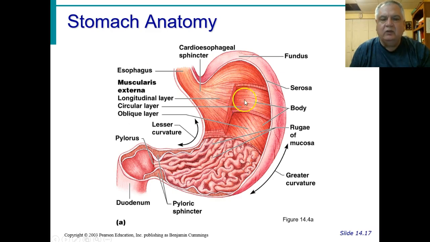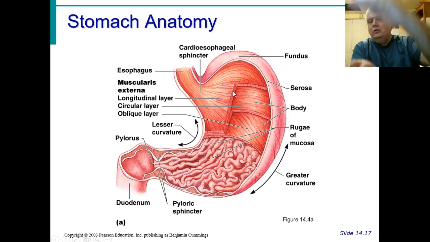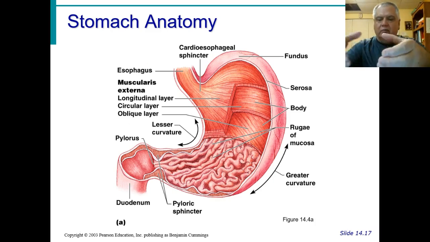This helps with mixing and churning that happens in the stomach. So basically, when food enters the stomach, it's going to be able to move this way to swish food. The circular smooth muscle tissue is going to have it move this way, and then obliquely it's going to be able to contract this way. And this is going to create a lot of mixing and churning to help with the digestion process in the stomach.